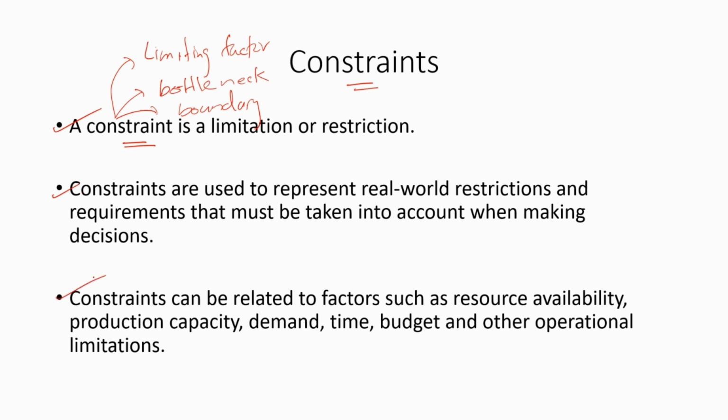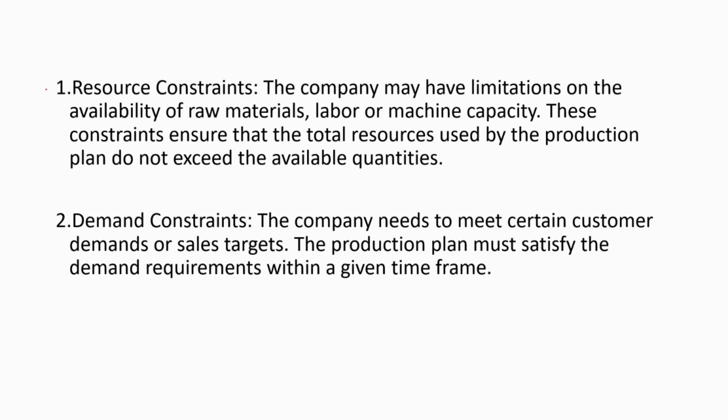Constraints can be related to factors such as resource availability, production capacity, demand, time, budget, and other operational limitations. Under linear programming, we are going to discuss two types of constraints. The first one is resource constraints. The company may have limitations on the availability of raw materials, labor, or machine capacity. These are known as the resources of the company.